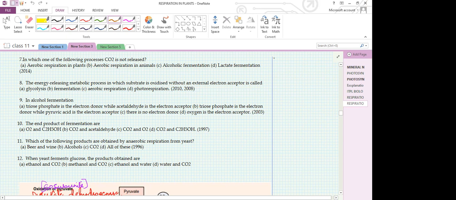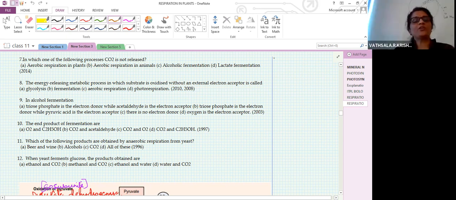Is it D, lactate fermentation? The options were aerobic respiration in plants, anaerobic respiration in plants, and in animals. So carbon dioxide is not given out in lactate fermentation. Just now we discussed this. The energy releasing metabolic process in which substrate is oxidized without an external electron acceptor is called what?